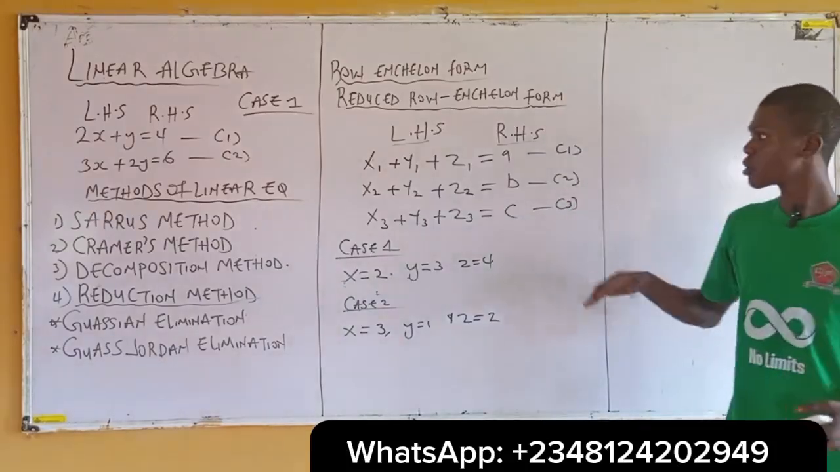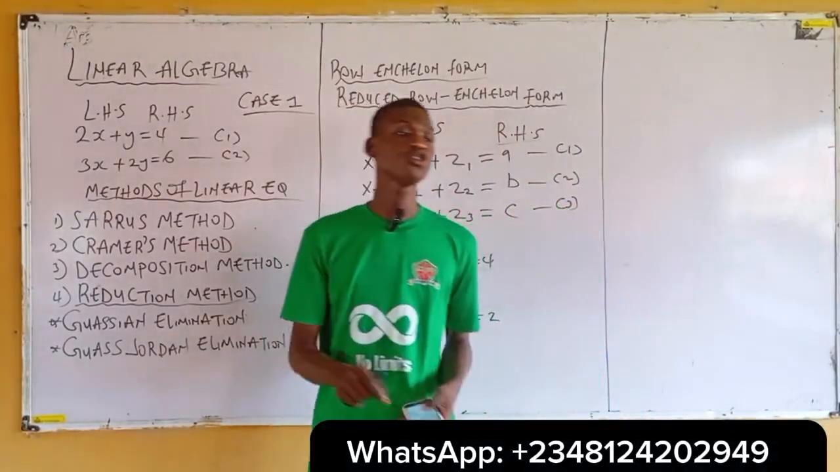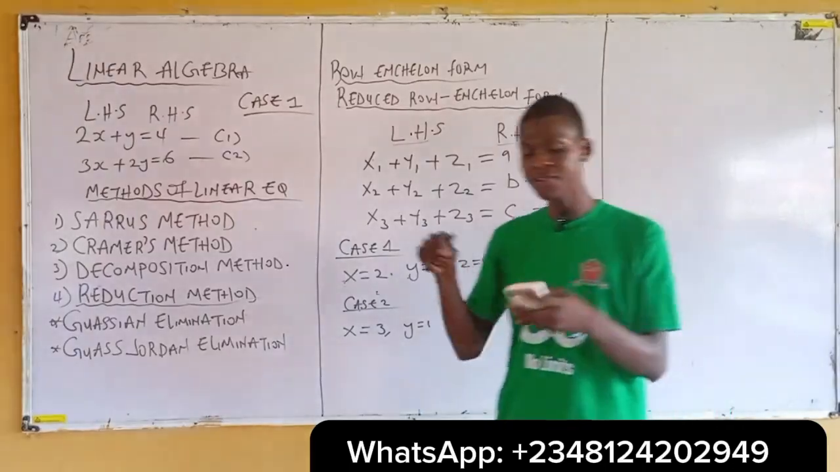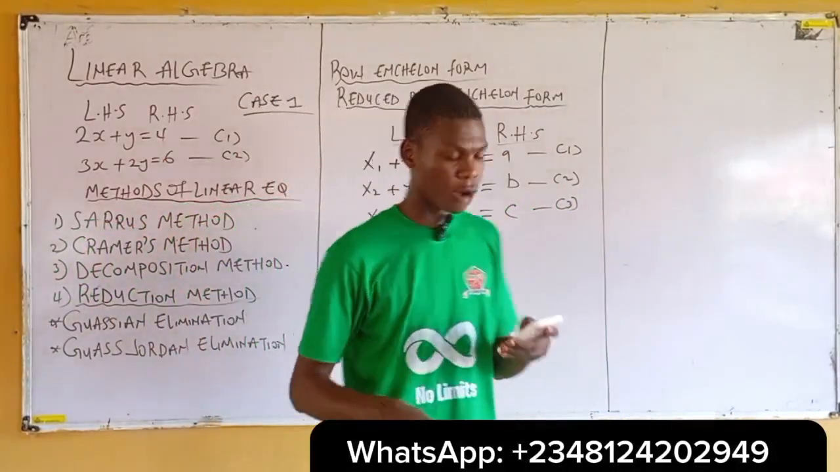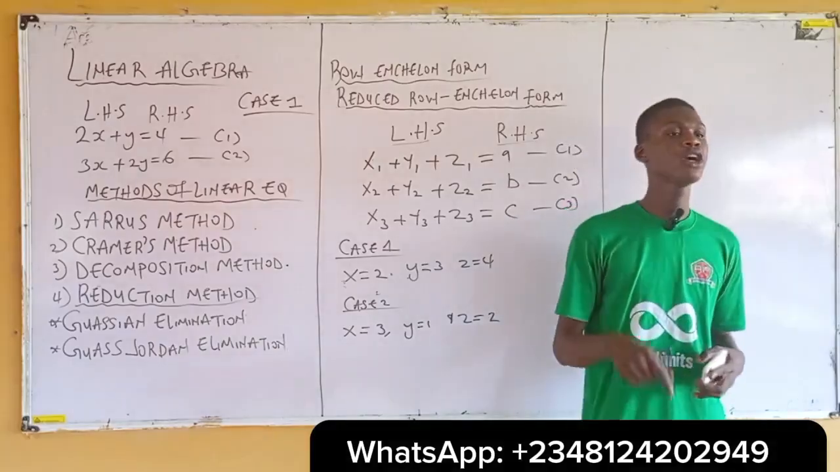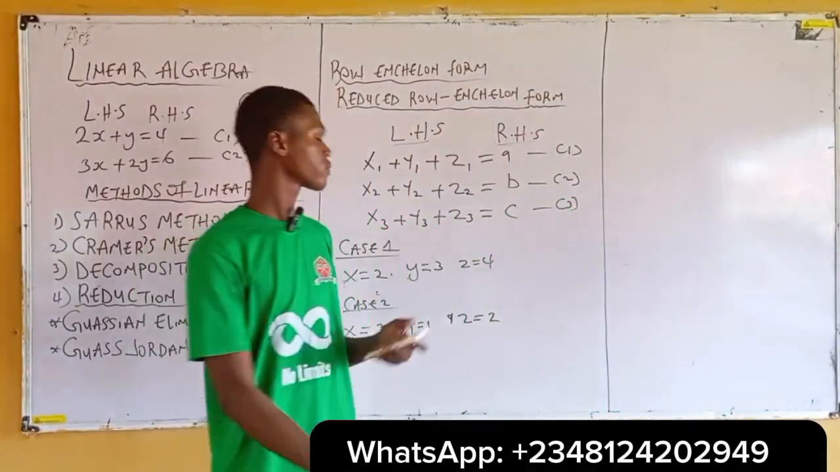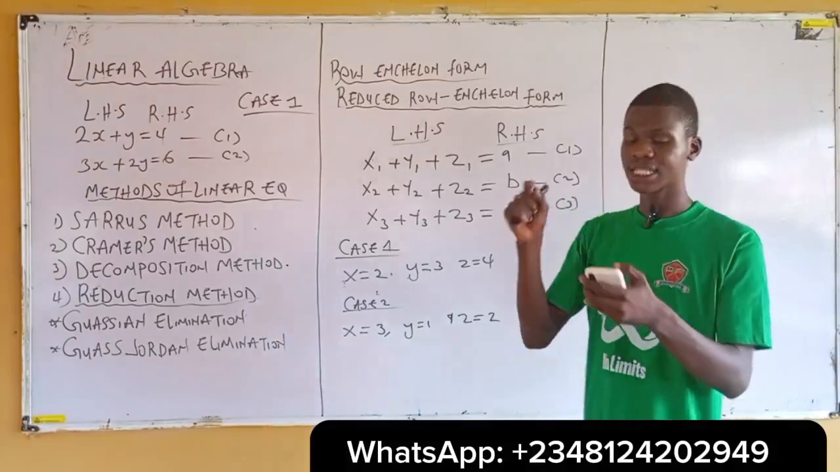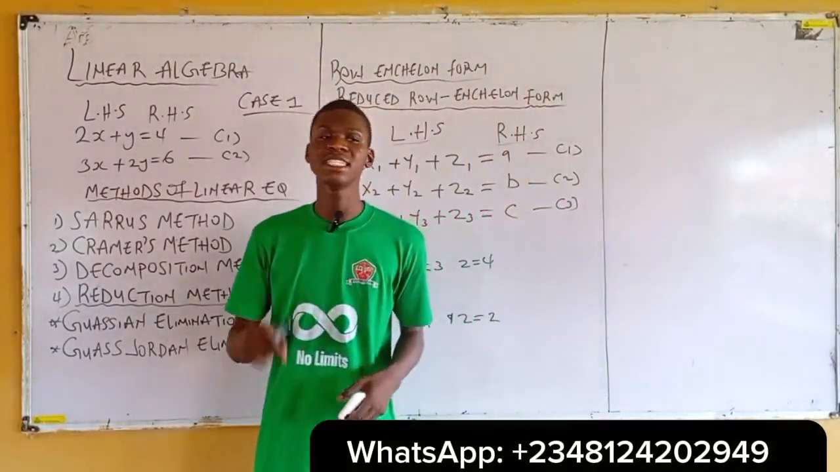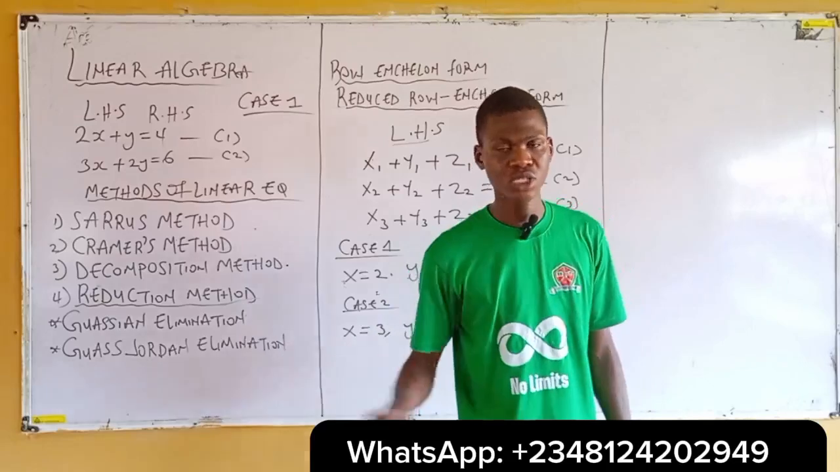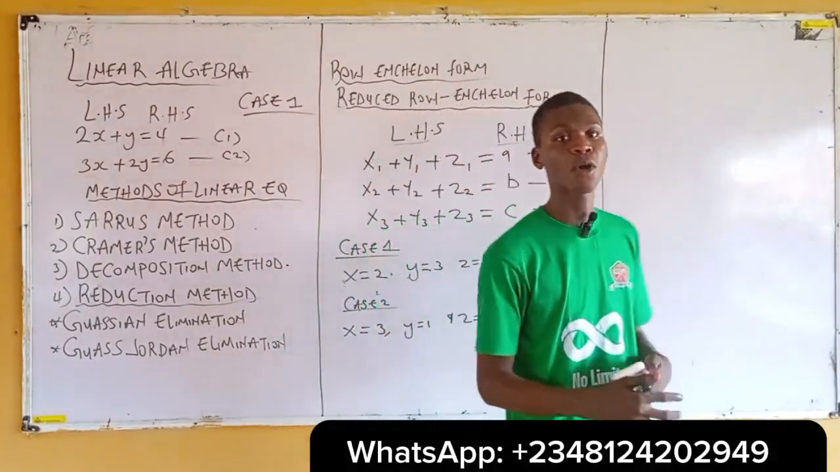So by unique solution, by definition, you can write: this is a type of solution that gives a distinct value of the unknown variables, satisfying the system of linear equations.